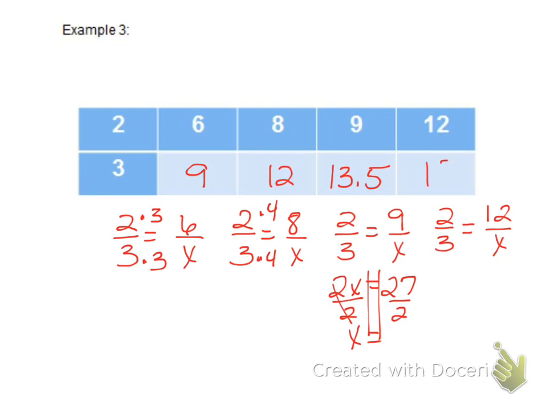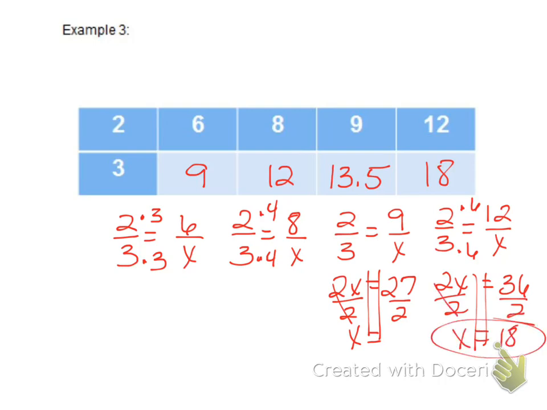Yep, 18 is correct. Because 2 times 6 is 12, 3 times 6 is 18. Or, if you cross multiplied, you would get 2x equals 36. Divide both sides by 2. 36 divided by 2 is 18, okay? So just in case that was bothering you, you can do it either way and you'll still get the same answer.